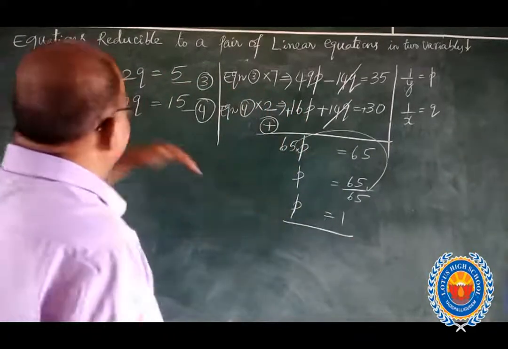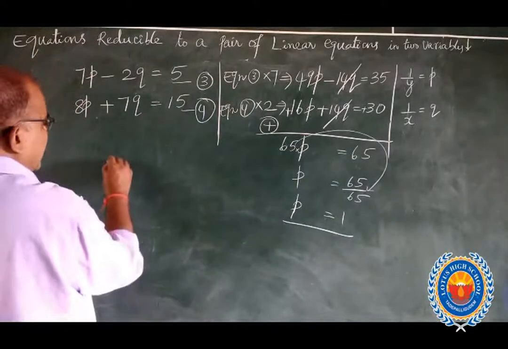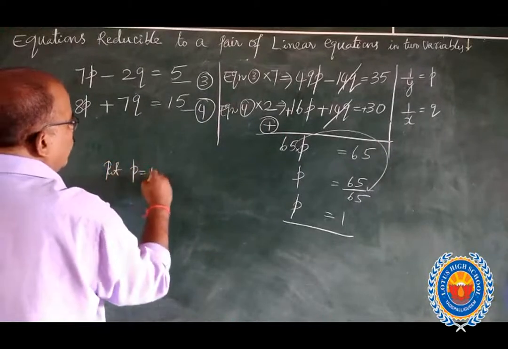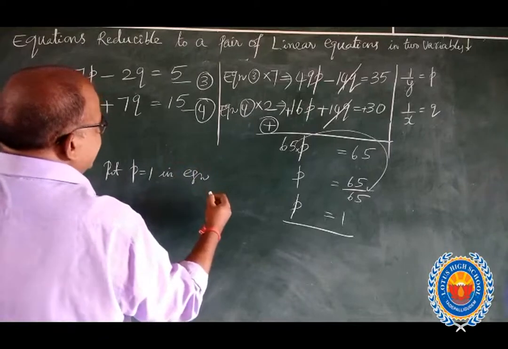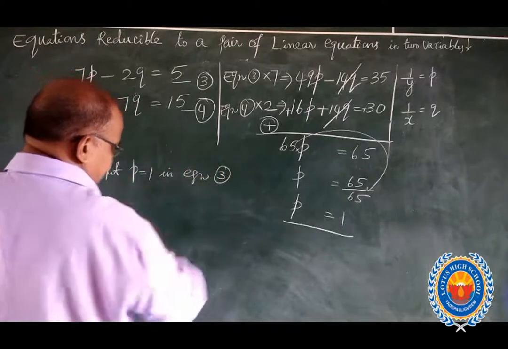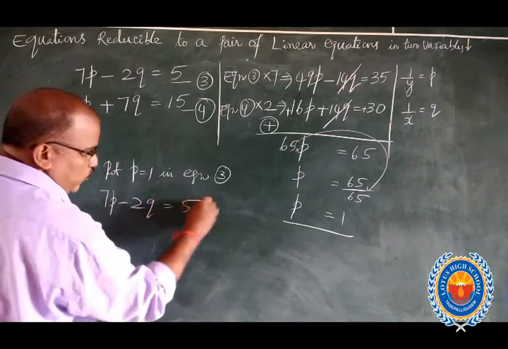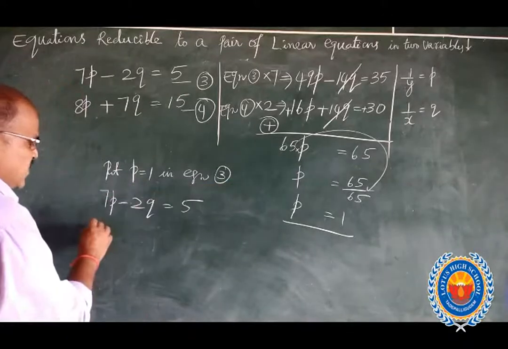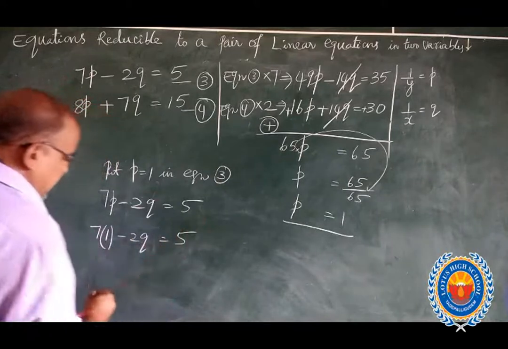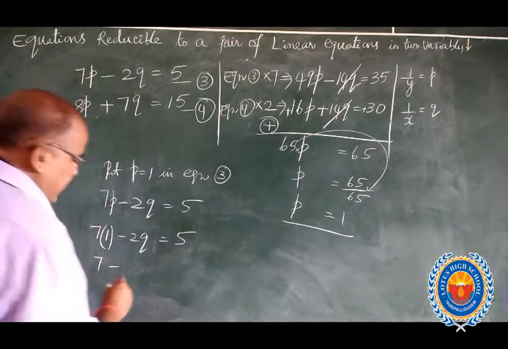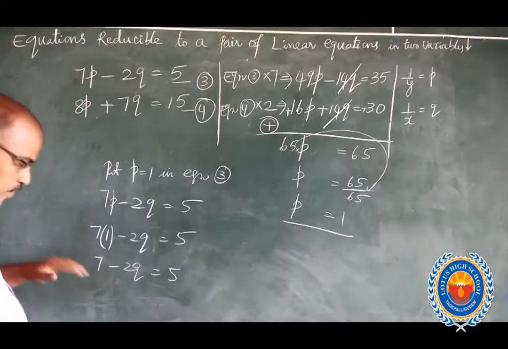Substitute the p value in equation 3 or 4 so that you get the q value. So put p is equal to 1 in equation 3 or 4. I am taking 3. 7p minus 2q is equal to 5. The p value is 1, that's why 7 into 1 minus 2q is equal to 5. 7 ones are 7, so 7 minus 2q is equal to 5.